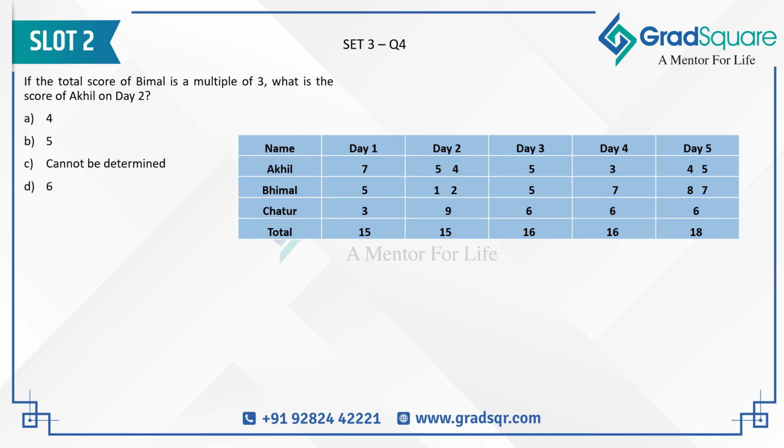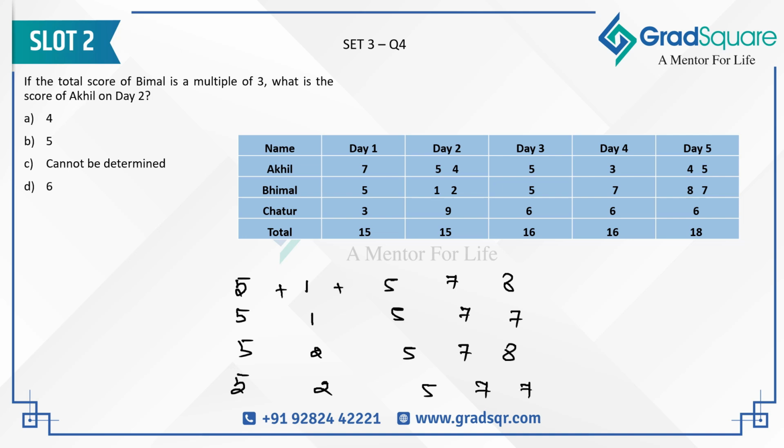Moving to the next question. If the total score of Bimal is a multiple of 3, what is Bimal's score? Bimal's score can be what? 5 1 5 7 8, or 5 1 5 7 7, or 5 2 5 7 8. I'm going to look into the different possible cases. What are the possible cases? 5 2 5 7 and 7, and adding these values, what am I getting? So this is 6, 11, 18 and 26, which is not a multiple of 3, ruled out. And 6, 11, and this will be 25, not a multiple of 3 again.